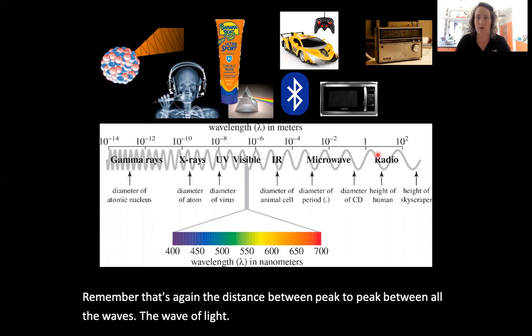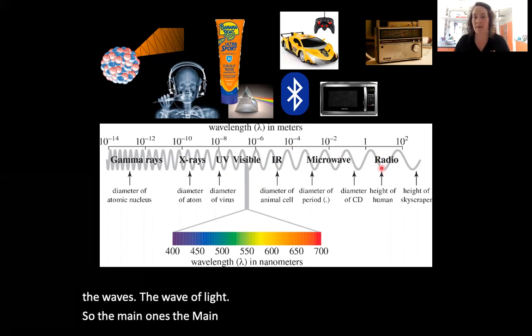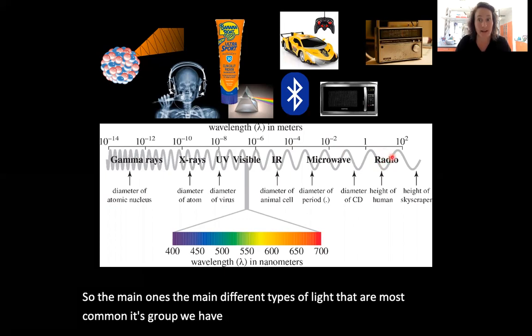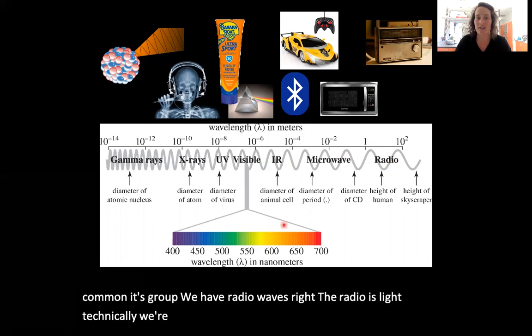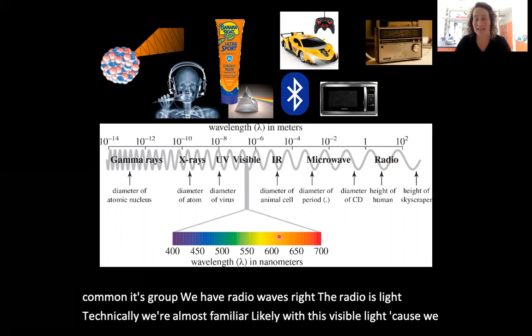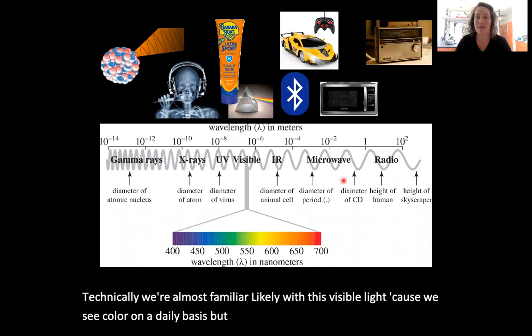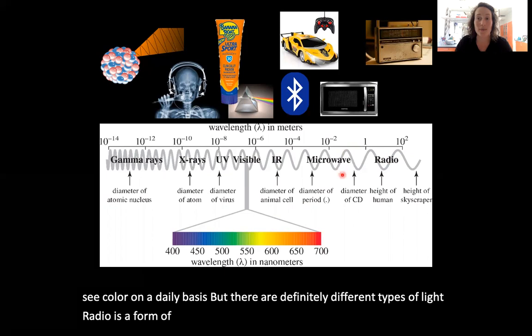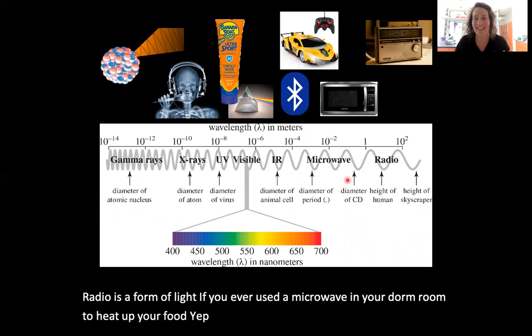So the main different types of light that are most common are grouped. We have radio waves, right? The radio is light, technically. We're all most familiar likely with visible light because we see color on a daily basis. But there are definitely different types of light. Radio is a form of light. If you ever used a microwave in your dorm room to heat up your food, yep, you were playing with light. It just has a different wavelength.